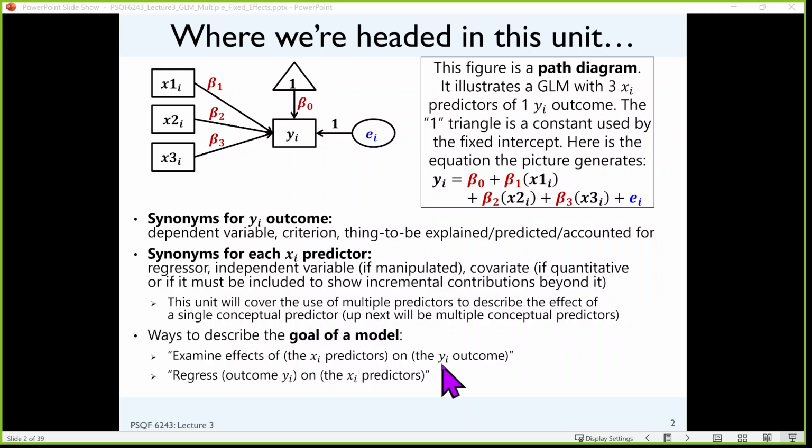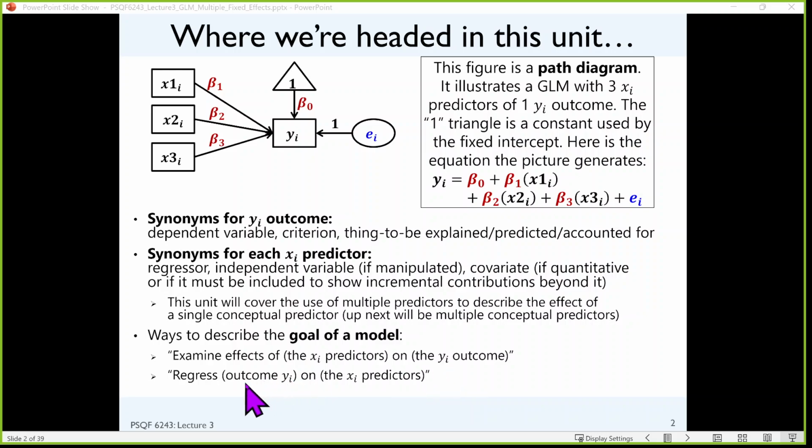Unit 4 is going to be different variables, each of which could require more than one slope in describing an outcome. So what we are doing in terms of describing the end goal of this process is we are examining the effects of the X predictors on the Y outcome. So these are the words that I would put into a results section to describe what I was doing.